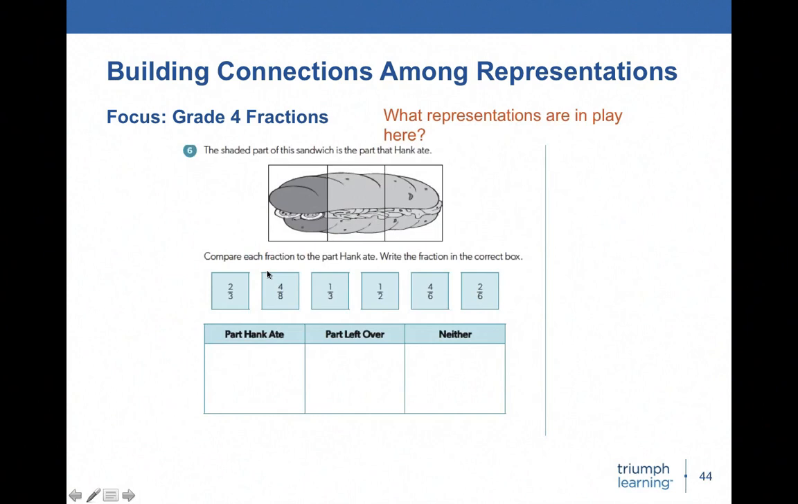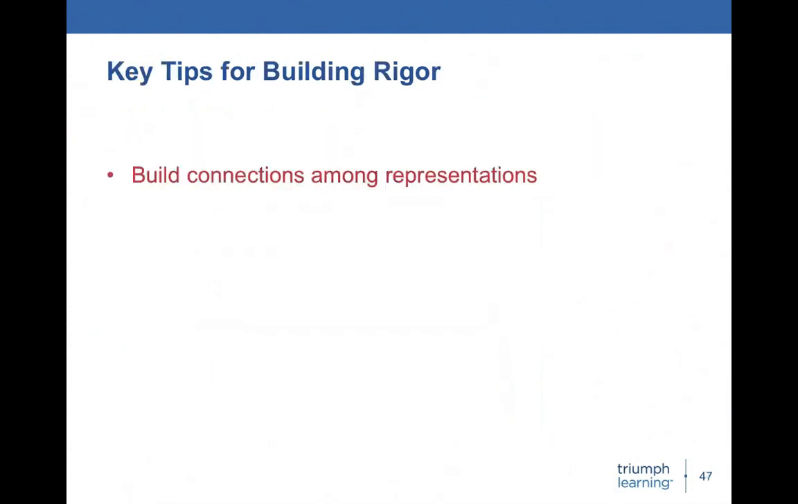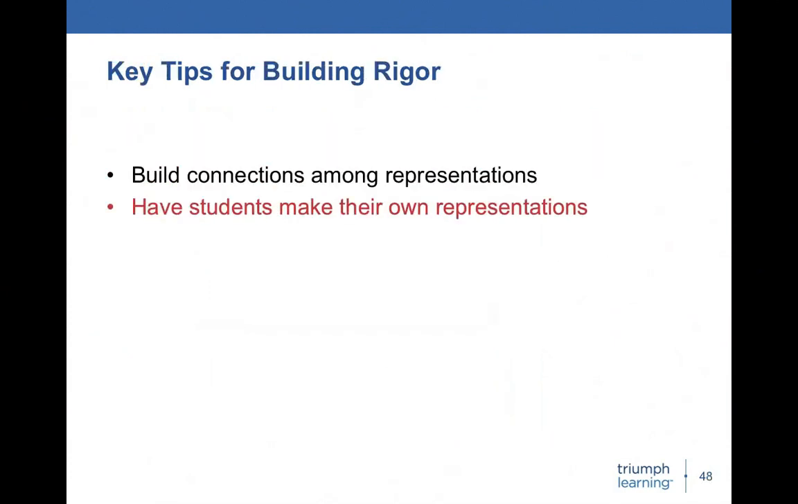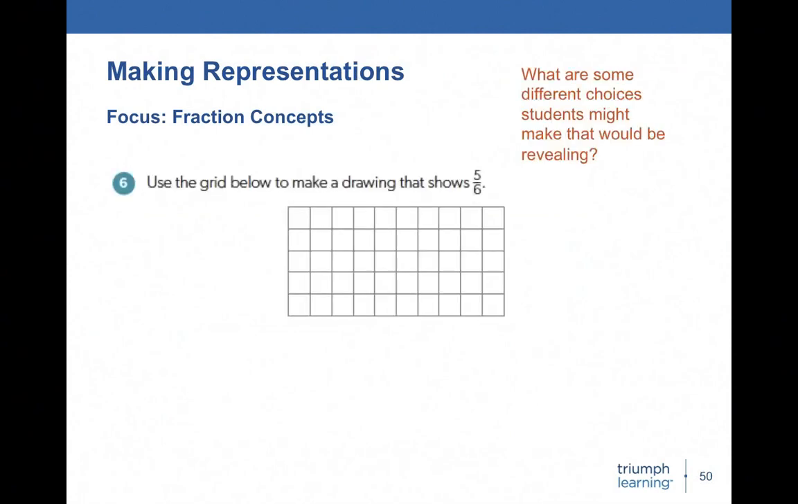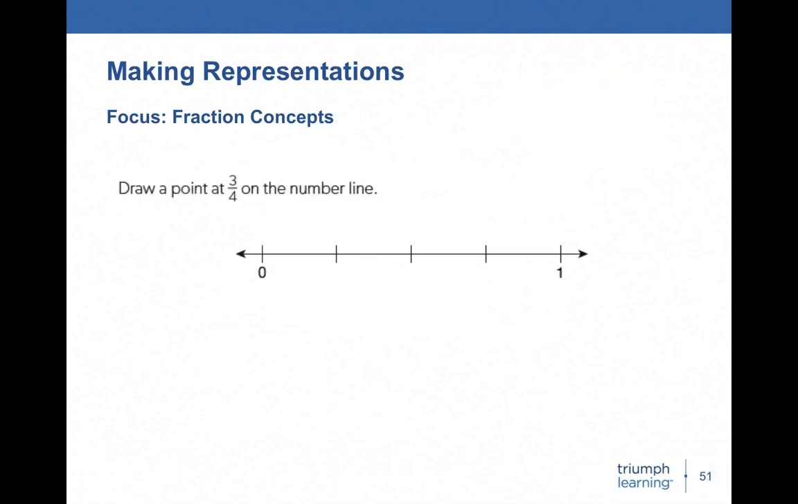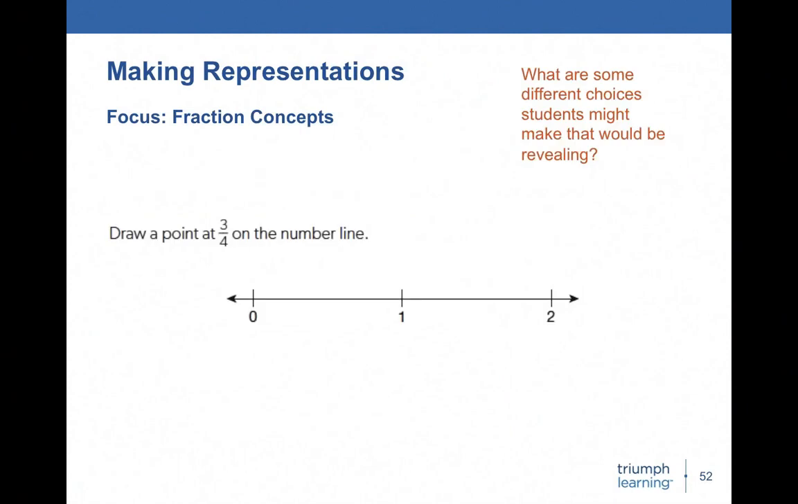Okay, so just to summarize, if we're creating items for our students, a great place to start is with building these kinds of connections. But we can also have students make their own representations. And this actually has some advantages over providing the representations for them. And I'll give you some examples of what that looks like. Here's an item that you might typically have seen at some point where the form of the model is provided for the students. So we're asking them to go in and fill in 5 of the 6 parts to show 5/6.